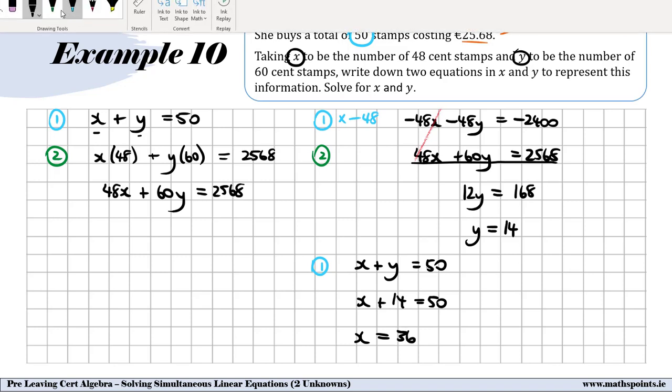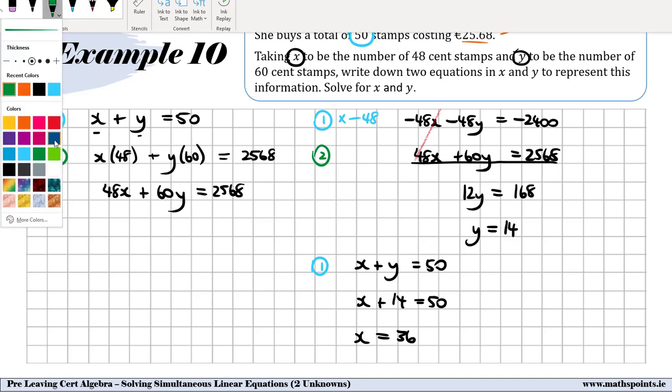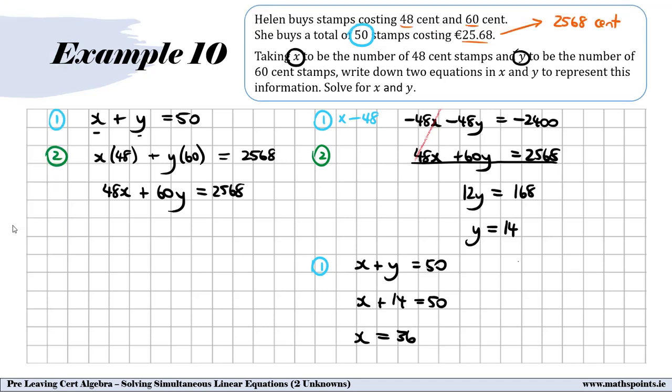And so just putting the answers together, the final solution to the simultaneous equation is that x equals 36, meaning there was 36 48-cent stamps, and y is equal to 14, meaning there was 14 60-cent stamps.